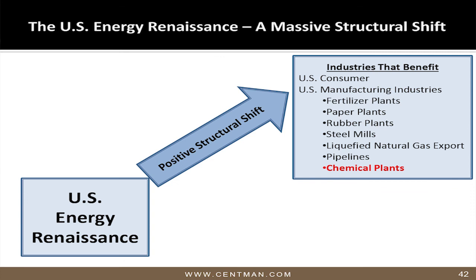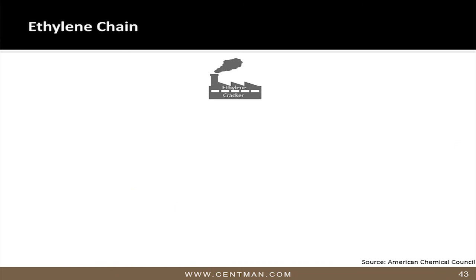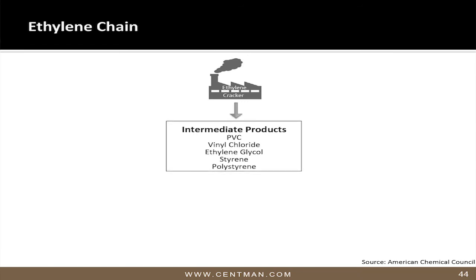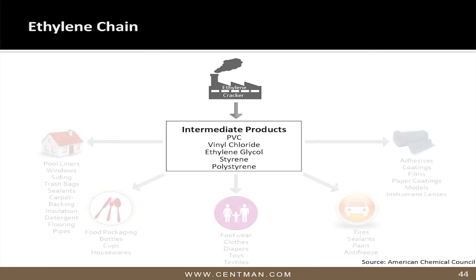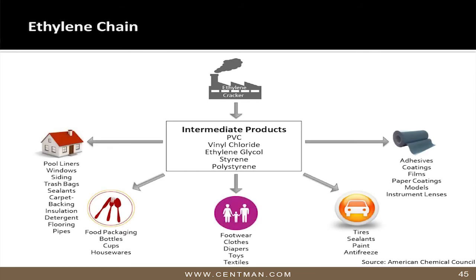But today we're going to concentrate on the chemical industry, because the chemical industry has the distinct role of being the largest industrial gas consumer in the country. So by looking at the chemical industry, we know that ethylene is king in the chemical world. By volume, ethylene is the most widely used petrochemical throughout the world and serves as a key building block in the production of other value-added chemicals, such as PVC, vinyl chloride, ethylene glycol, styrene, polystyrene, and that then is used to make a variety of consumer goods like adhesives, tires, shoes, bottles, windows, flooring, you name it.